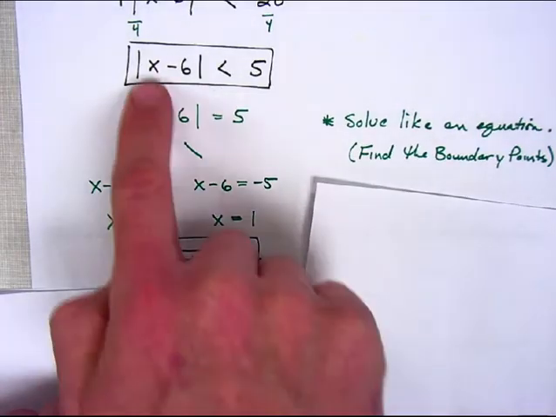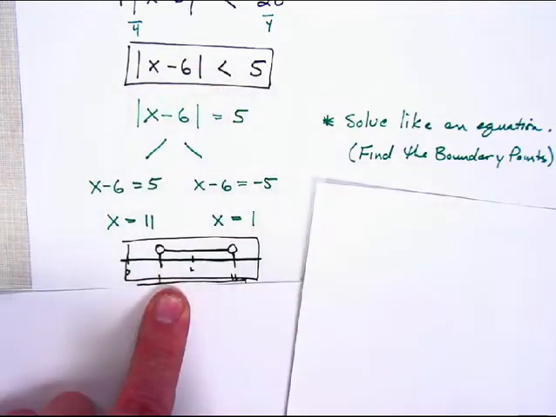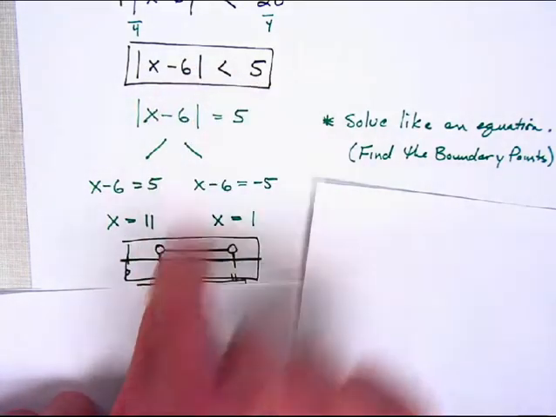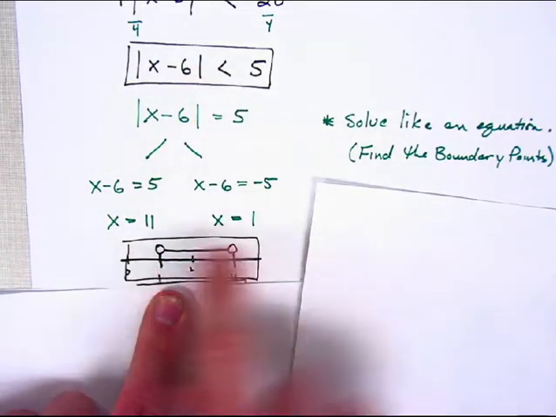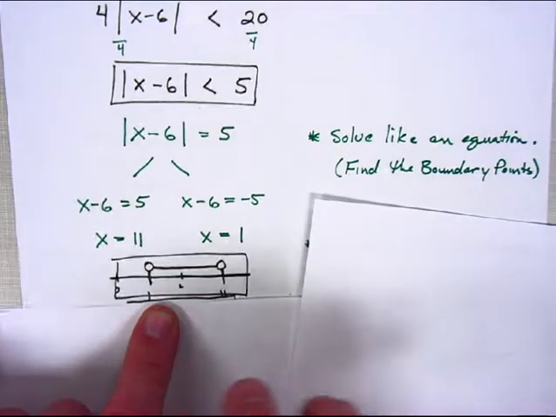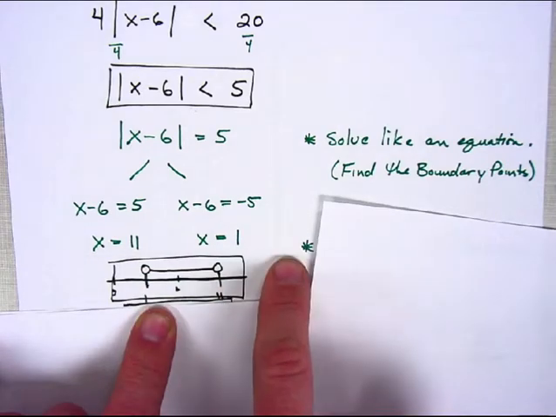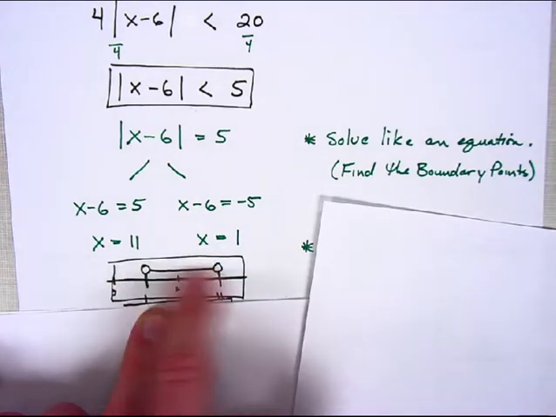If I tested out 0, 0 minus 6 is negative 6. The absolute value of that is positive 6. 6 is not less than 5. So 0 did not work. Outside did not work. And when you solve problems that have two solutions, typically in this chapter you're going to find if they don't work on one side, they won't work on the other side. This one did work in the middle, so we have our answer in between.